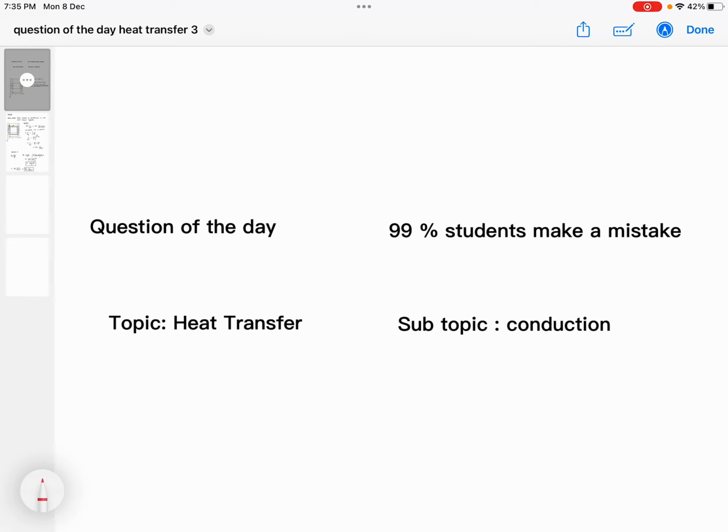In this question, 99% of students make a mistake, right? The topic is heat transfer, the subtopic is conduction. The question is going to look very simple, but it's extremely tricky. And the best part is, once you make the mistake, you never forget the concept again. So now it's your turn. Let's discuss the question of the day.